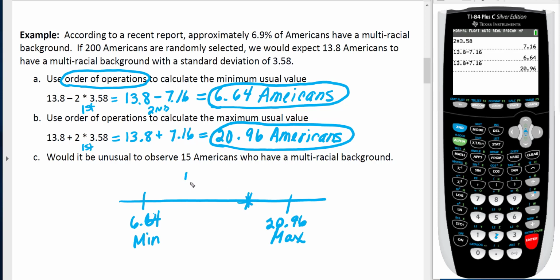And so remember, in between is considered usual. Before 6.64 would be considered unusual, and after 20.96 would be considered unusual. So in this case, our answer would be that having 15 Americans who have a multiracial background would be considered usual.